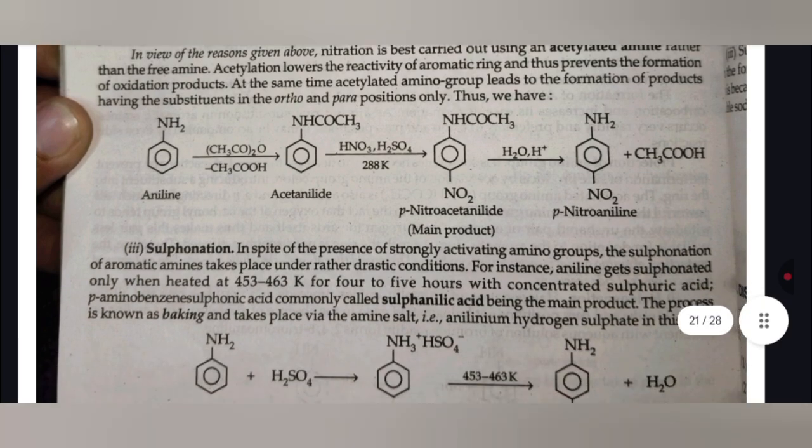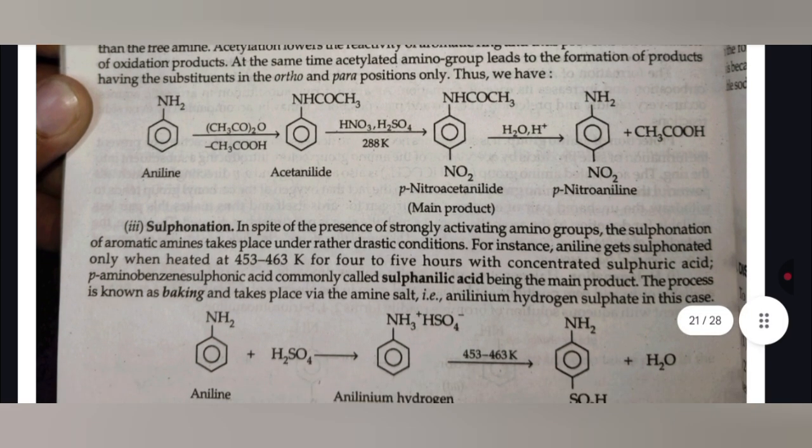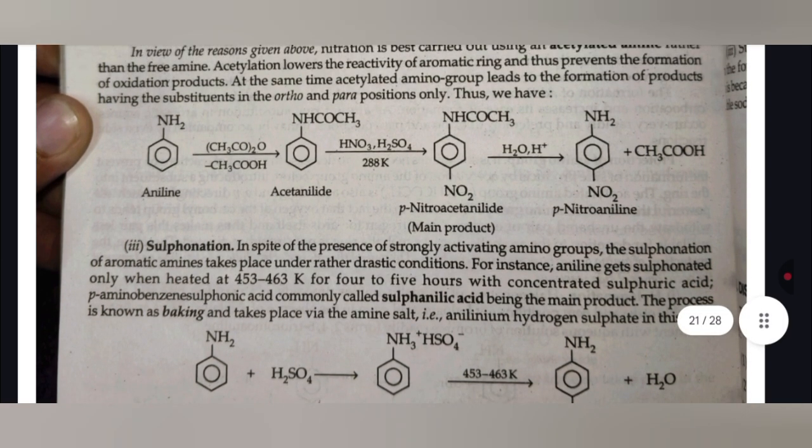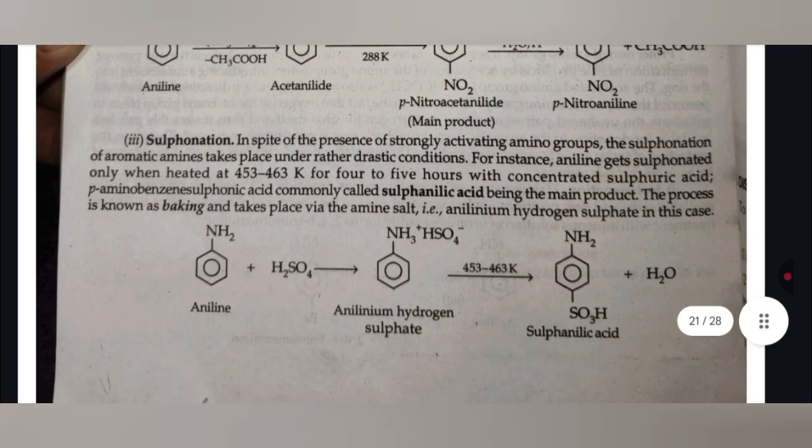In view of the reasons given above, nitration is carried out by using the acylated amines rather than the free amine. Acylation lowers the reactivity of the aromatic ring and thus prevents the formation of oxidation products. At the same time, the acylated amino group leads to the formation of products having the substituent in ortho and para positions only. Third is sulfonation.